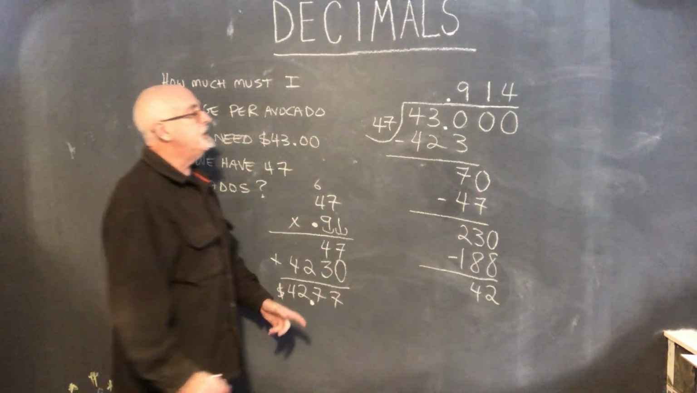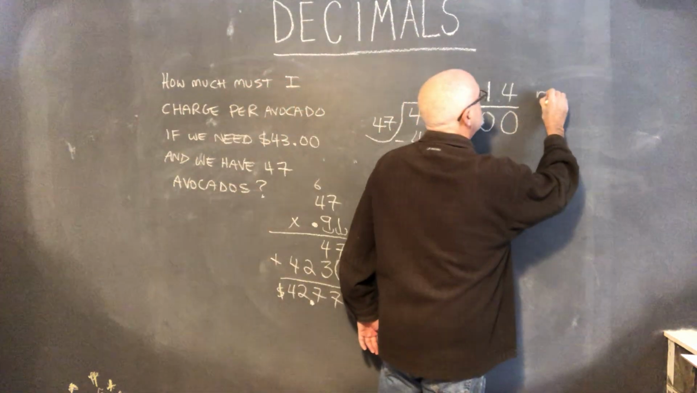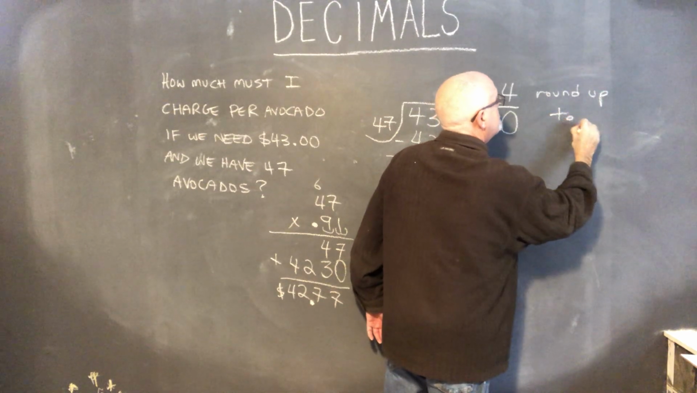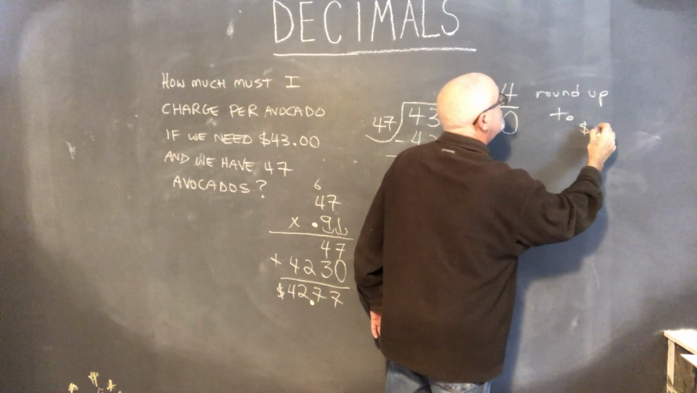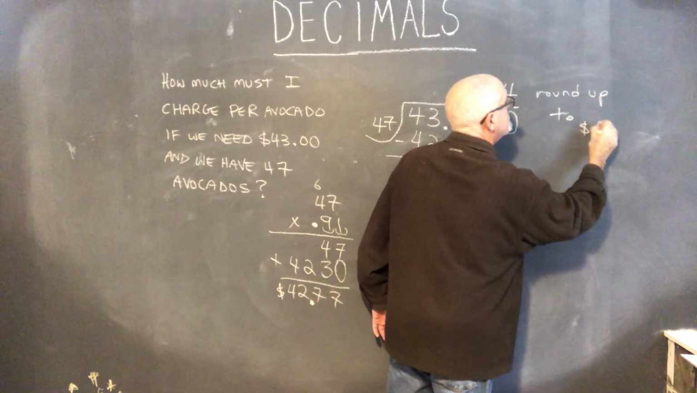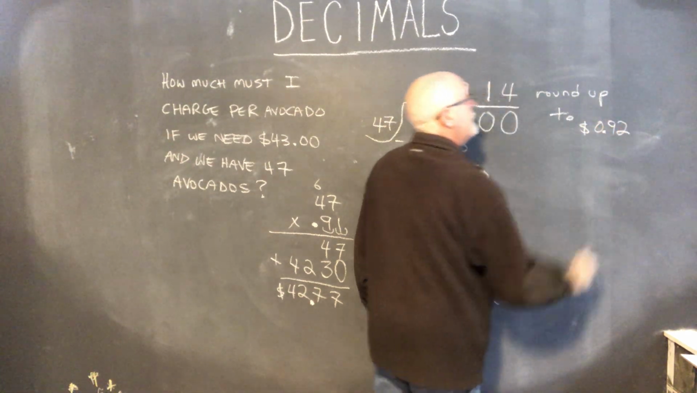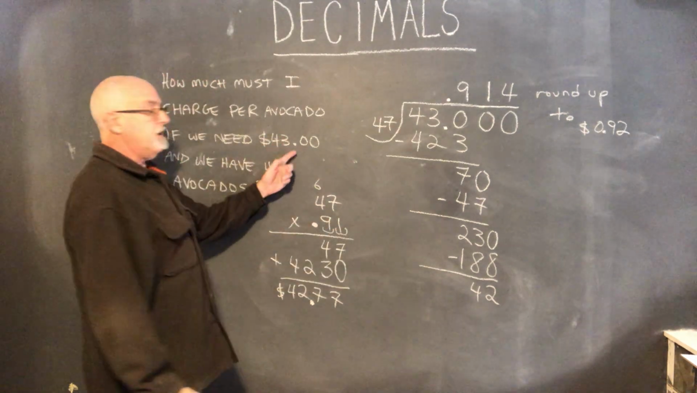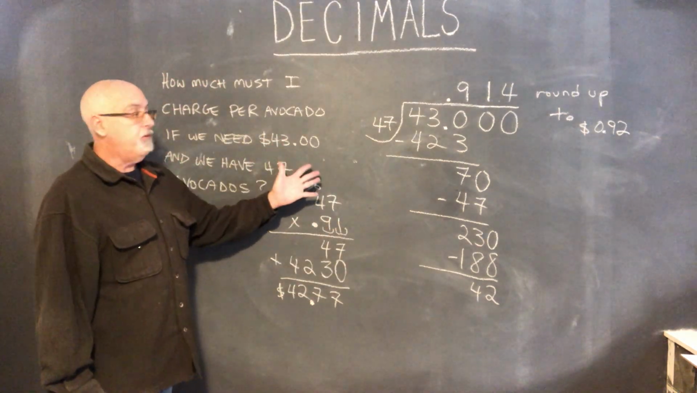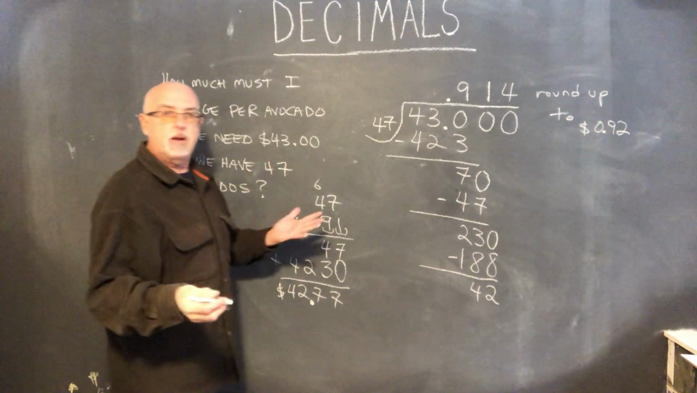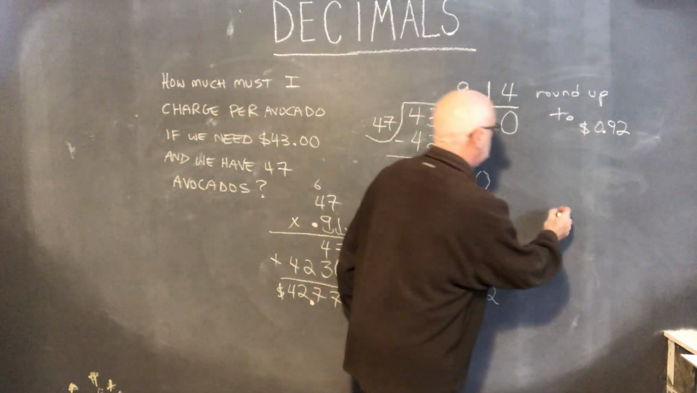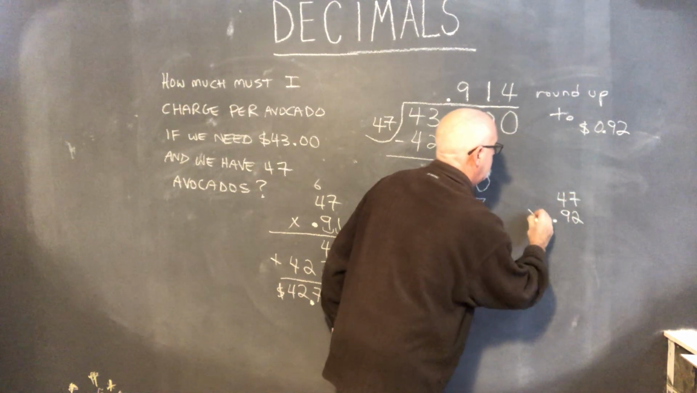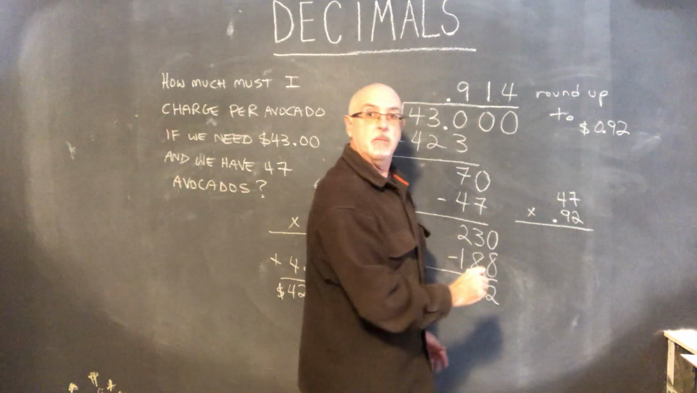Because of that, I have to round up to 92 cents. And if I charge 92 cents per avocado, I will have enough. I'll make a little more than $43. How much more? Well, we can find out. Let's do it by doing multiplication. So now I'm doing 92 cents, multiplying it by 47. We line it up like a multiplication.